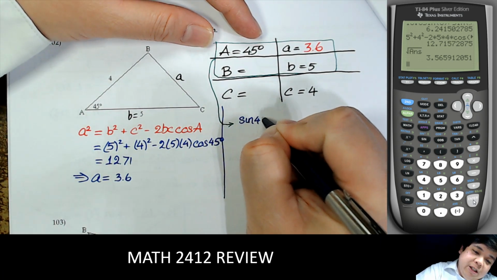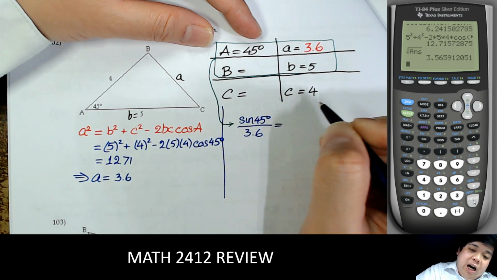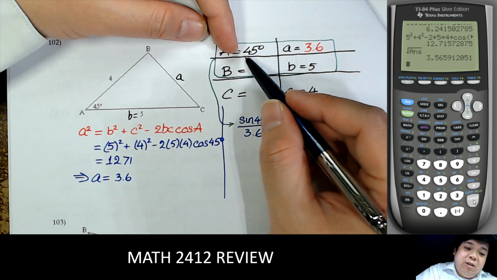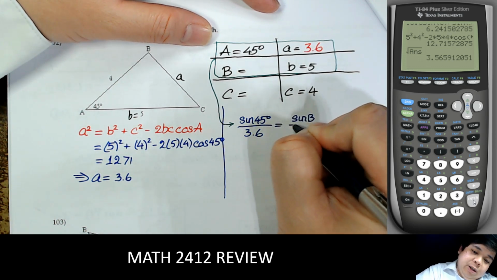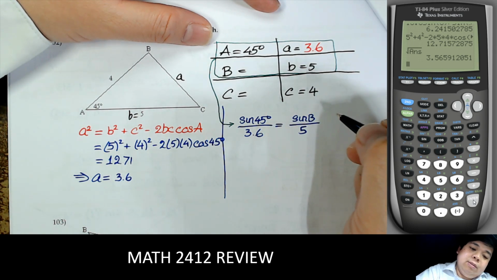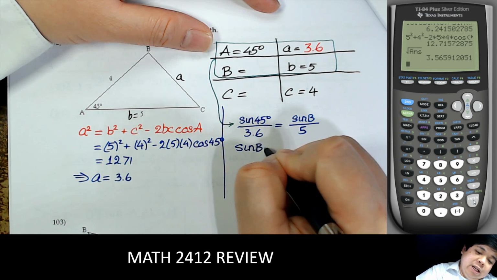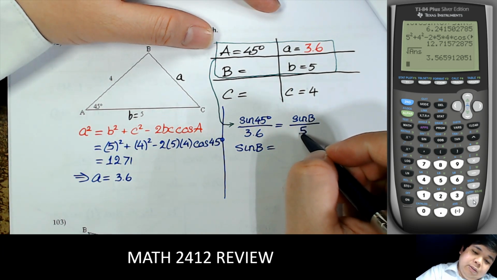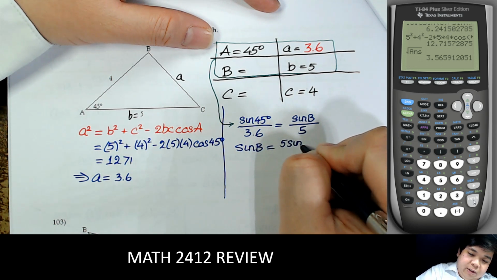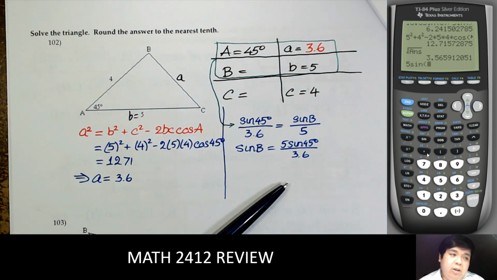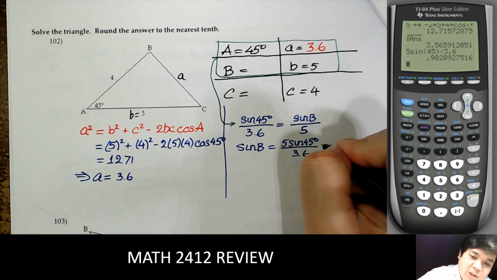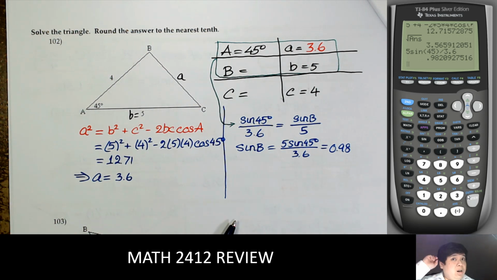So sine of 45 degrees over 3.6. One thing for sure, whatever we have, the answer for B has to be bigger than 45 degrees for sure. A sine of B over 5. Right, cross multiply, so for B, sine B equal to 5 sine of 45 over 3.6. 5 times sine of 45 degrees divided by 3.6 is 0.988, so that's close to 1.